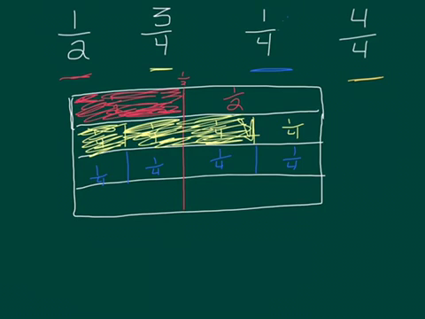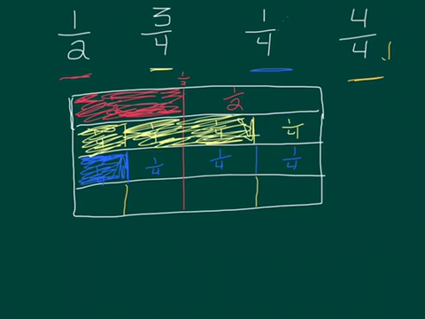Up here it's 1. So I need to shade in one of my 4 pieces. And please do that on your paper as well. Okay. My next fraction is 4/4. That's over here, 4/4. So how many equal pieces do I need? Again, I need 4 equal pieces on my last fraction strip.